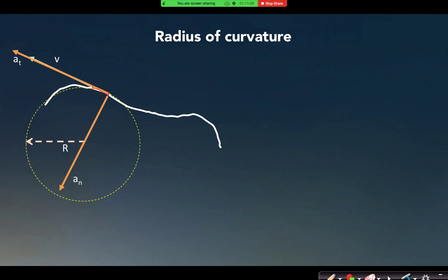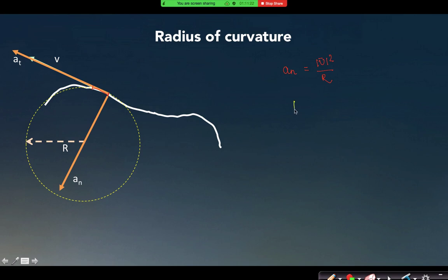Now if you remember, what is the value of normal acceleration? Do you know what is the value of normal acceleration? You remember, I am very much sure. Is it v square by r? Yes or no? Then what is the radius of curvature at this point?